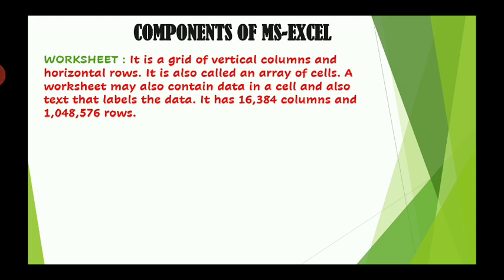As just now I told you that there is 16,384 columns and 10,48,576 rows. So you can imagine, there are so many cells which we call array of cells. Now in these particular cells we can enter numbers for calculation purpose, and we can even write or enter the text matters. Okay.